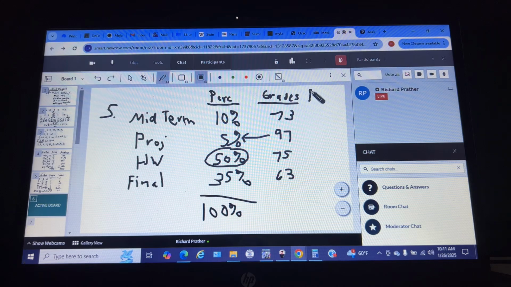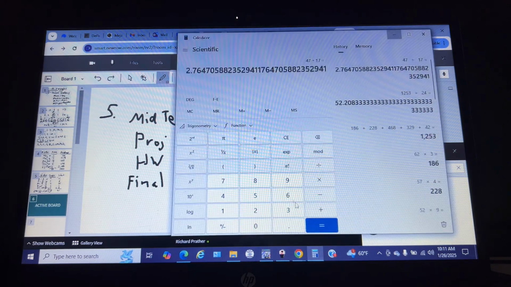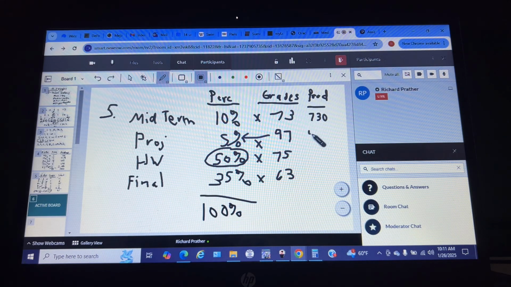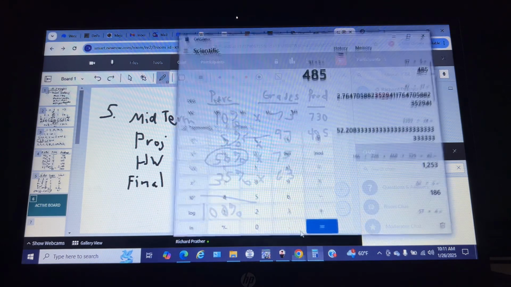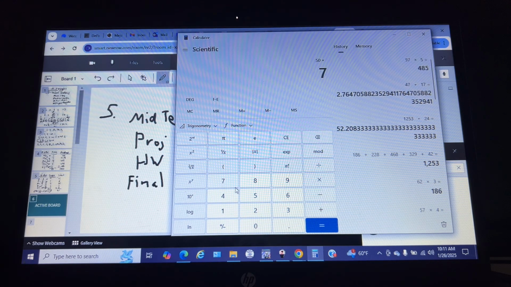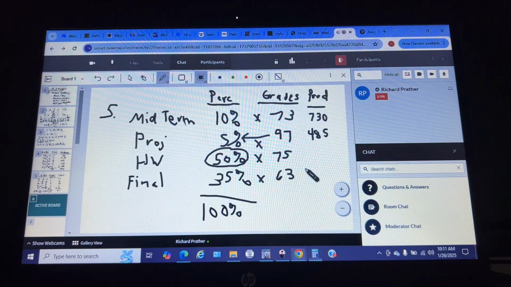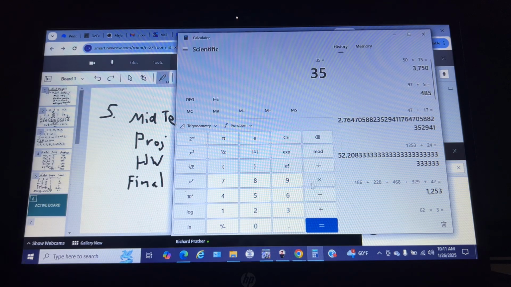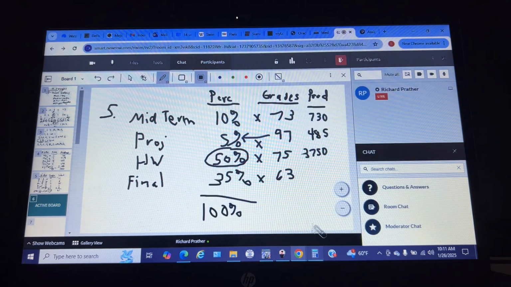Okay, as usual, you always make a product column. Just go straight across and multiply. It turns out you can do this in decimals or in percentages. It works either way, so I'm just going to keep it in percentages. 10 times 73 is literally 730. You just put a 0 on the end of it. 97 times 5 is 485. 50 times 75 is 3750. 35 times 63, 2205.